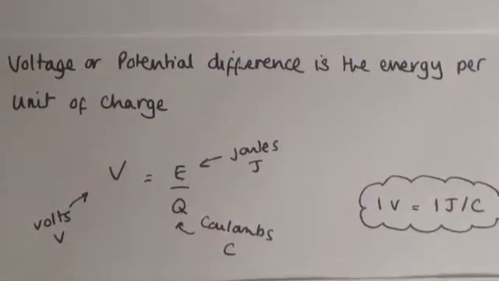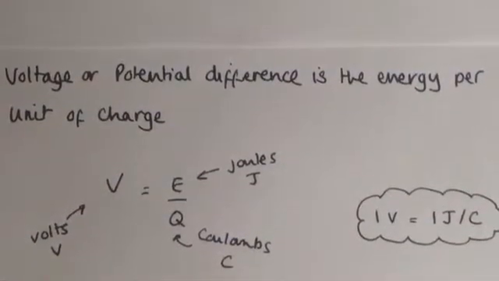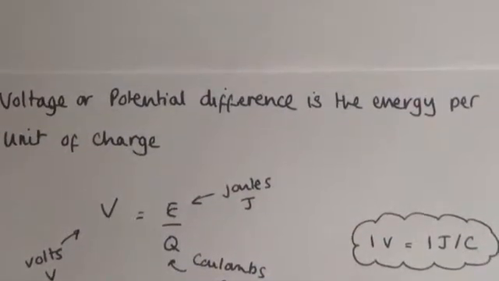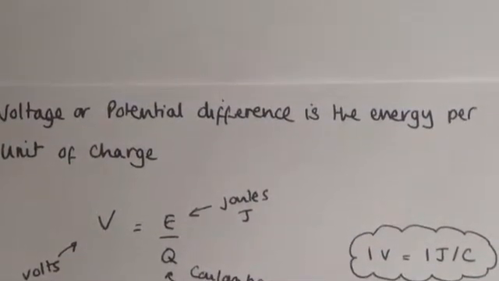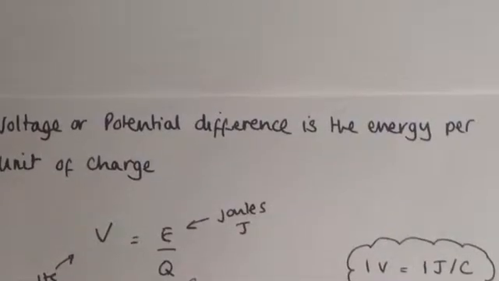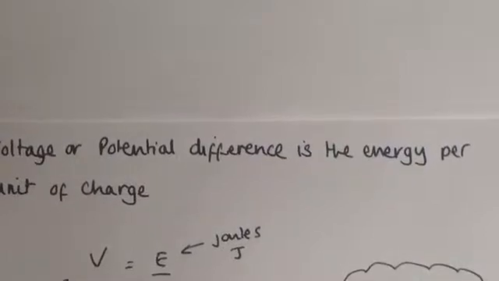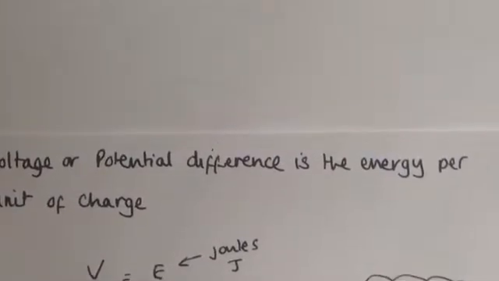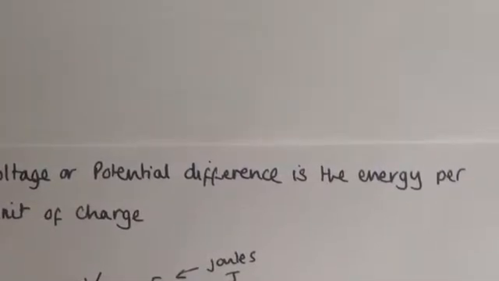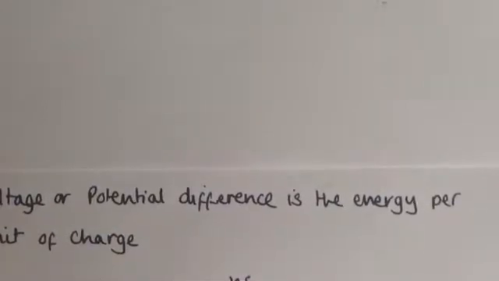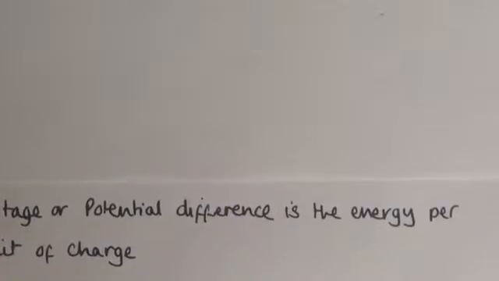Voltage or potential difference is all to do with energy. The potential difference is the energy per unit charge. It's how much energy the electrons transfer, if you like. Voltage can be calculated when the total amount of energy is divided by the total charge. So the volt is 1 joule per coulomb.